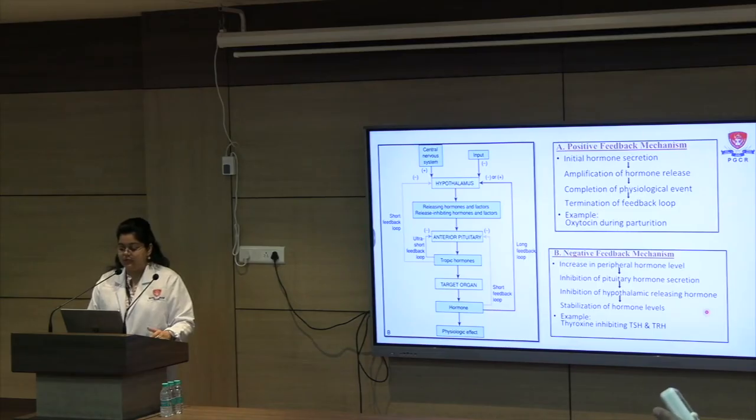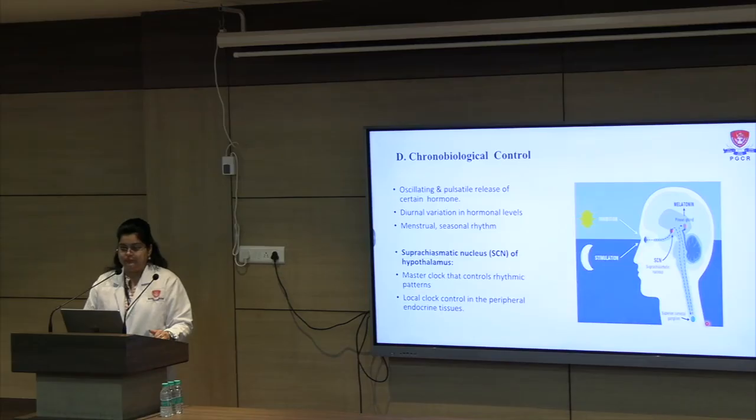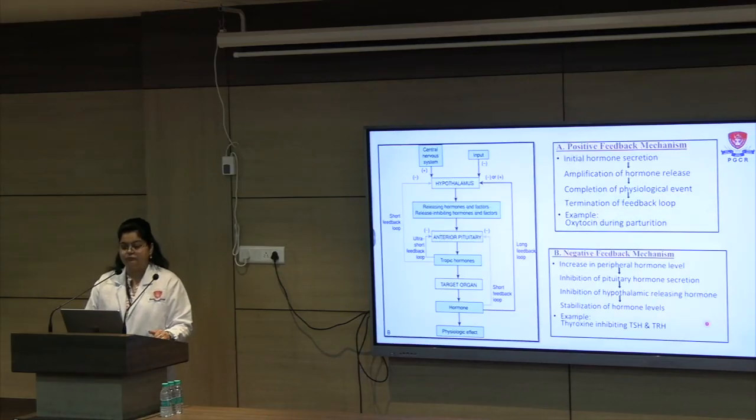And coming to the negative feedback mechanism, there is an increase in the parental hormone level which inhibits the hypothalamic releasing and the pituitary stimulating hormone while stabilizing the hormone levels. This acts by the thyroxine inhibiting both the stimulating and the releasing hormone. It is applicable not only to one hormone, it is for all. All the negative feedback applies to thyroid, to adrenal cortex, and both hormones.